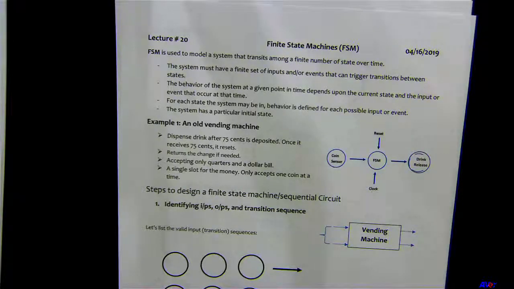The reason we call them finite state machines is because they have limited capabilities. There's only a certain number of tasks you could do with a certain computer of a certain configuration. There's a certain number of things that you could do with a basic calculator.